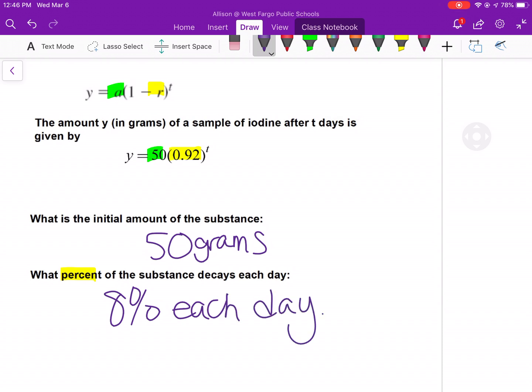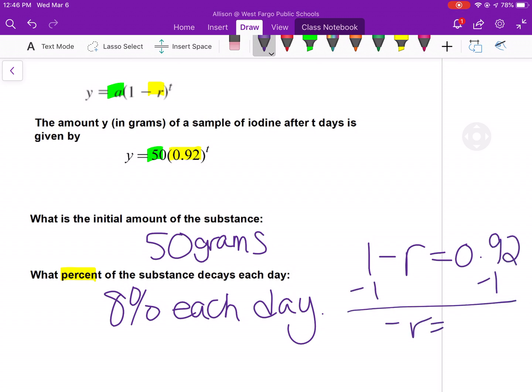However, if you're unsure about the mental math, you can say, well, 1 minus R, that was what was inside the parentheses, equals 0.92. And then you can solve it algebraically. So you'd get negative R equals negative 0.08. So R equals 0.08, which as a decimal is 8%. So think of it this way: the middle has to be 100%. What's missing is 8%.